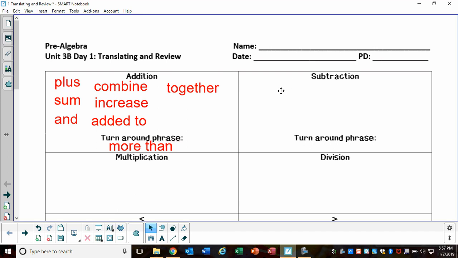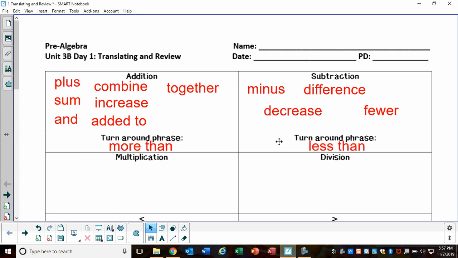Okay? Subtraction, we have minus. Difference is the result that you get when you subtract, so that's the result word. Decrease, fewer, and it also has a turnaround phrase of less than. So if you said 5 less than 3, that means you're going to do 3 minus 5. Okay?